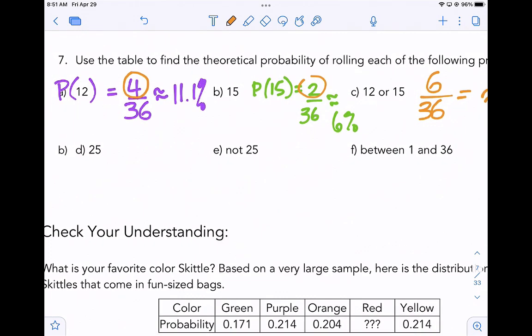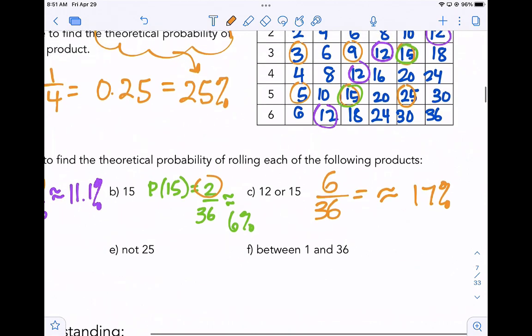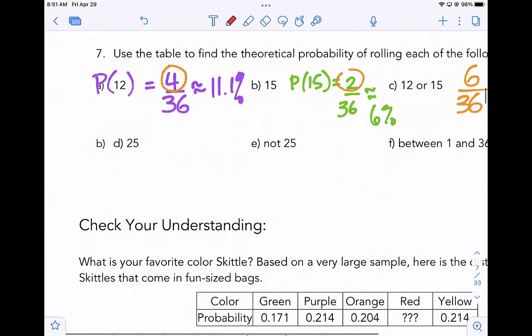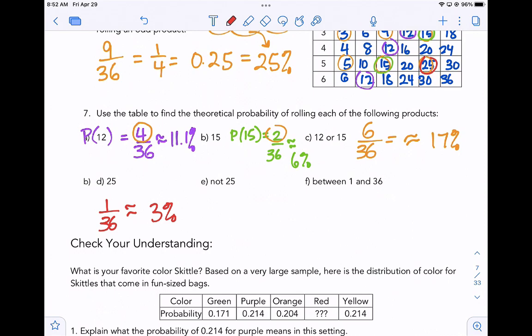What's the probability of getting a 25? I think there was only one 25 here. So, 1 out of 36, a very low percent chance of getting that 25. About 3%.